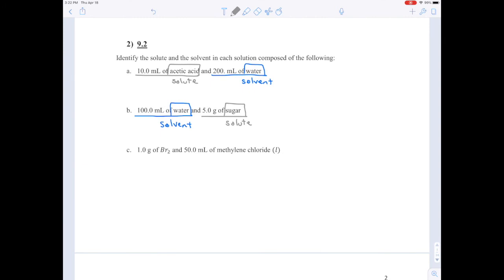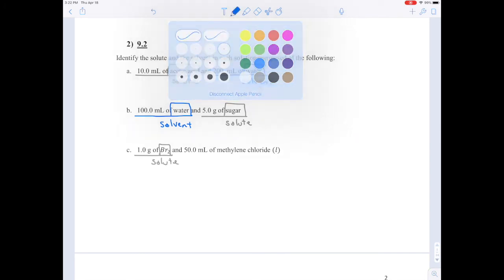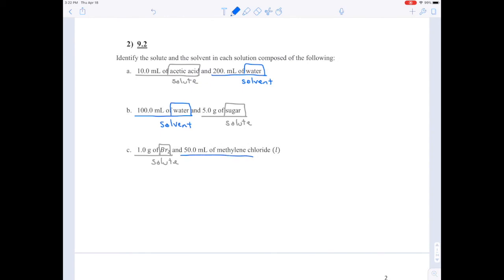And for C, you have 1 gram of bromine and 50 milliliters of methylene chloride. So the assumption behind this question is that the difference in units is not significant enough for the difference in numbers to be reversed. So because the 1 is smaller than 50, bromine is the solute. And because the 50 is bigger than the 1, the methylene chloride is the solvent.